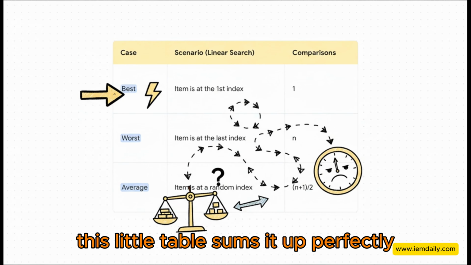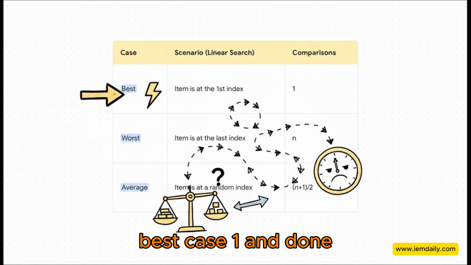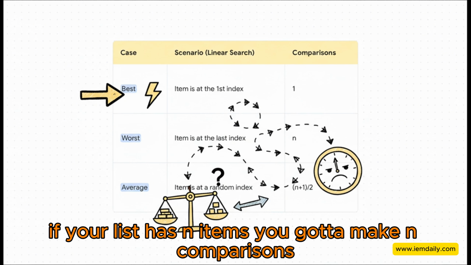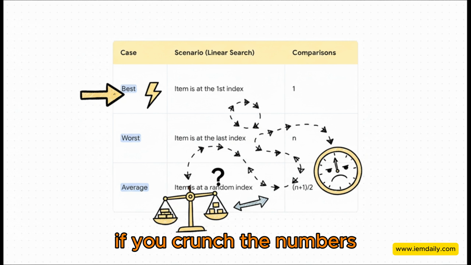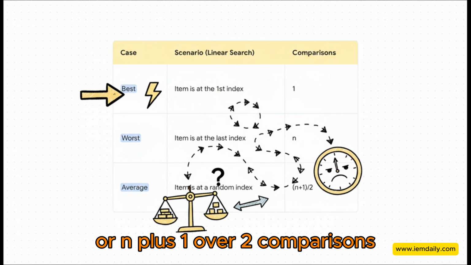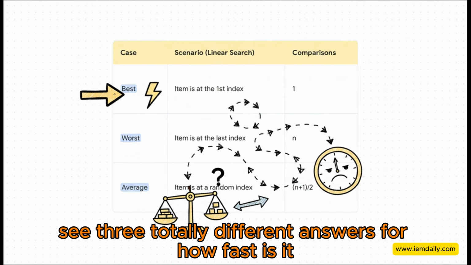This little table sums it up perfectly. Best case, one and done. Just one comparison. Worst case, if your list has n items, you've got to make n comparisons. And the average case, well, if you crunch the numbers, it ends up being about halfway through the list, or (n+1)/2 comparisons. See? Three totally different answers for how fast is it?